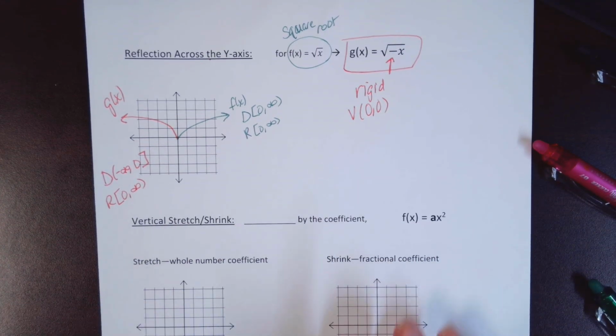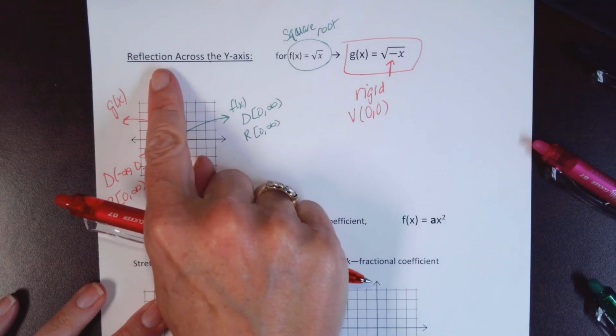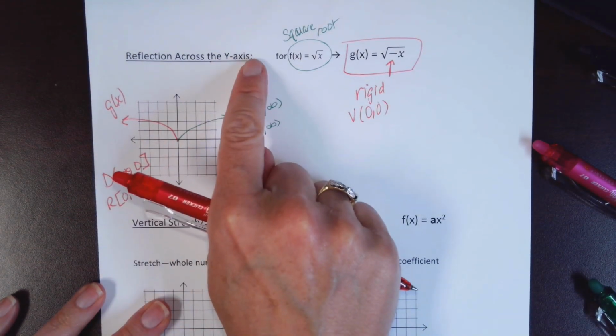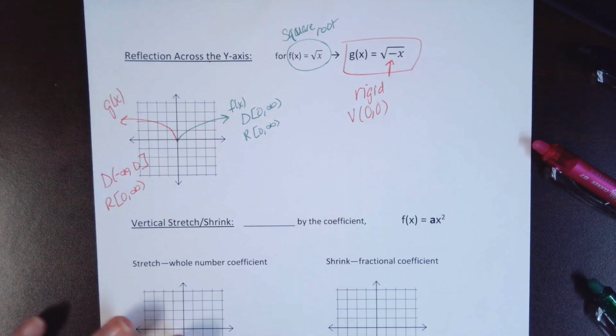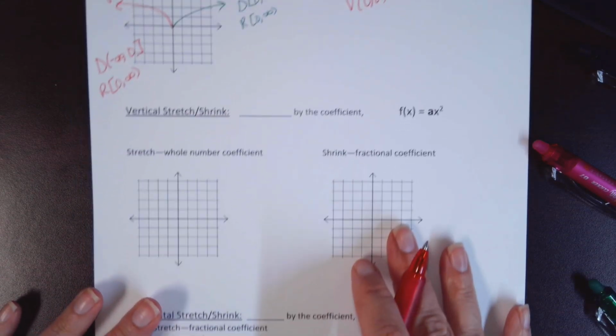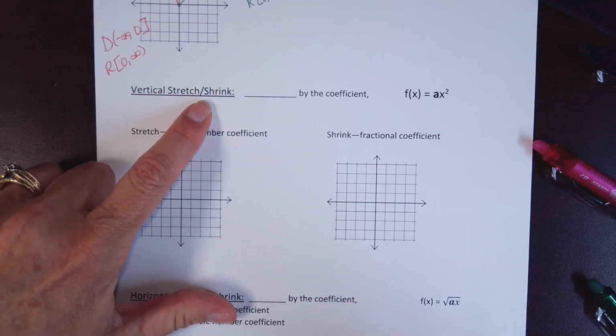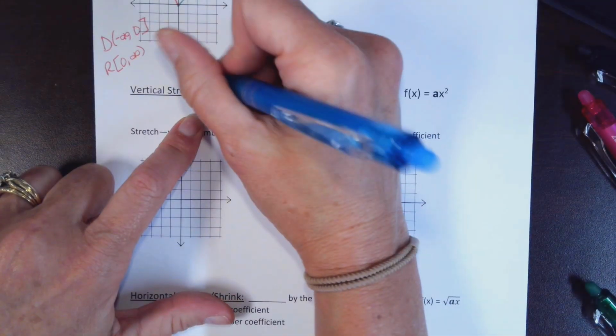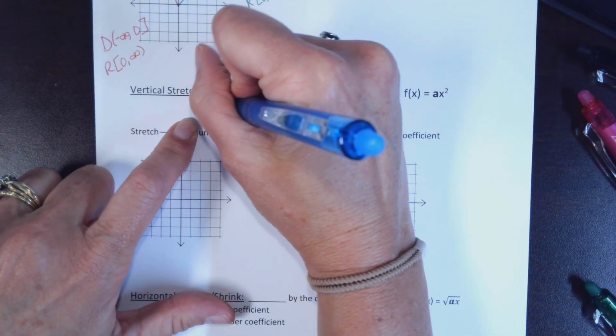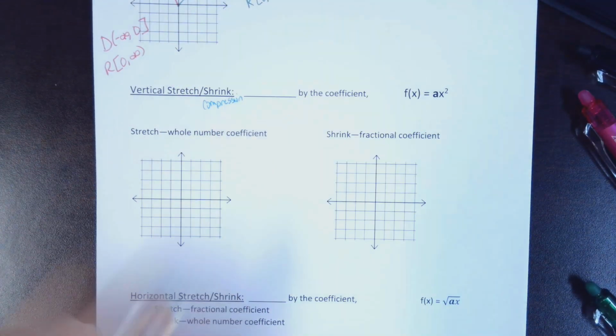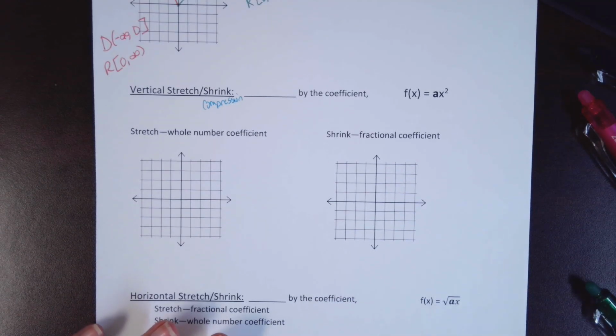If you're supposed to list transformations for me, you can't just say reflection. You have to tell me where we're reflecting it, across the x or the y. Okay. Vertical stretch or shrink. Remember, another name for a shrink is a compression. For some people that makes a lot more sense. That's fine. I just make sure you recognize it either way.